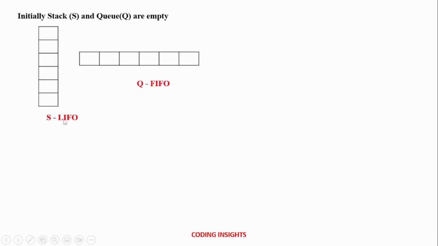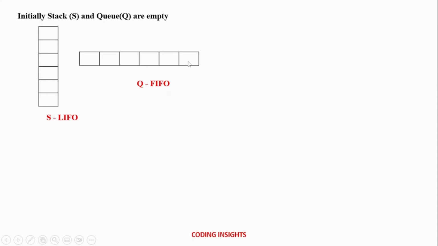The initial condition is both stack and queue are empty. Stack follows the policy last in first out. That is, the element that is inserted to the stack at the last will be the first element that will be deleted, that will be coming out. So elements will be pushed or inserted into the stack one by one, and the element that is inserted at the end and the last will be the element that will be deleted first. And the queue follows the policy first in, first out, which is similar to the queue that we see in our life.